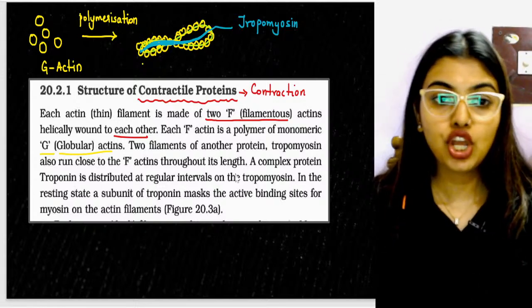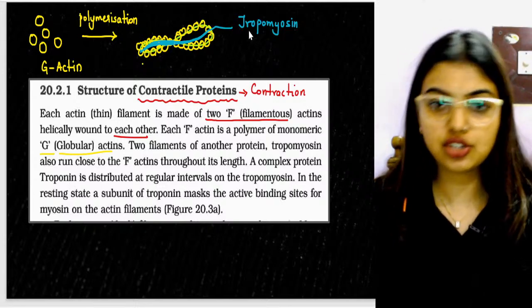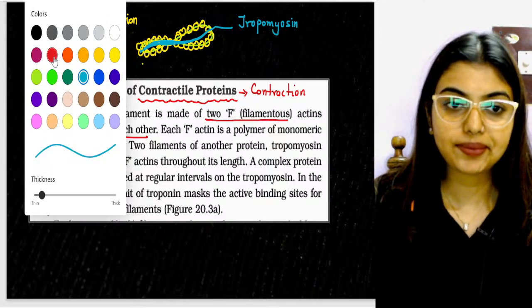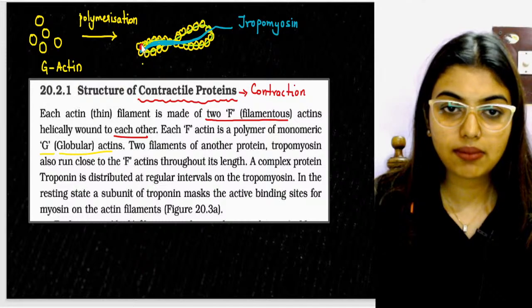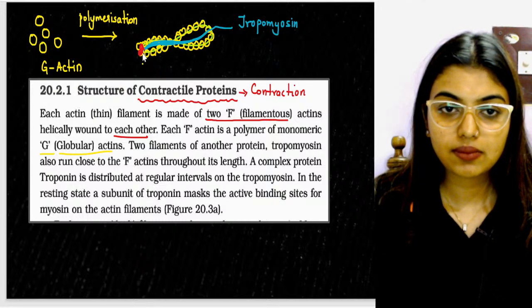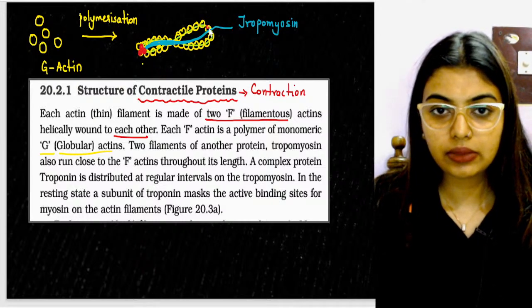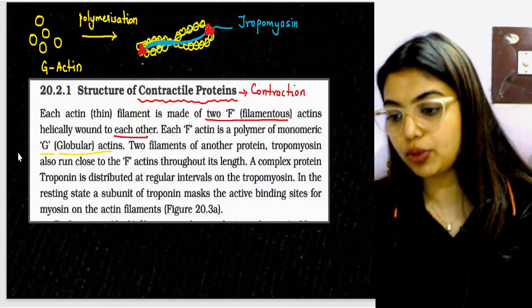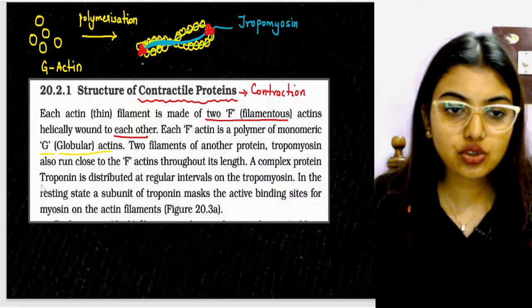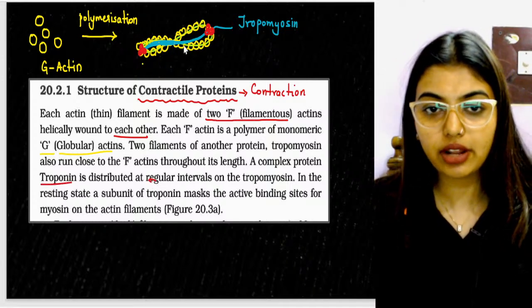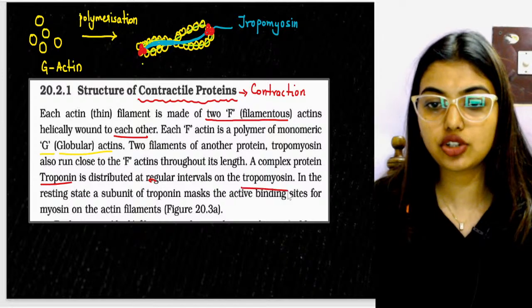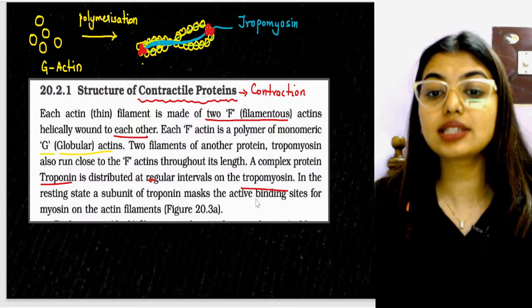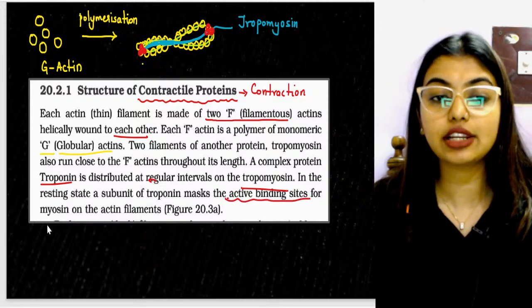Now, on tropomyosin there is also a complex protein called troponin. Three units together form the troponin. Troponin is distributed at regular intervals along the tropomyosin. In the resting state, a subunit of troponin masks the active binding site for myosin.